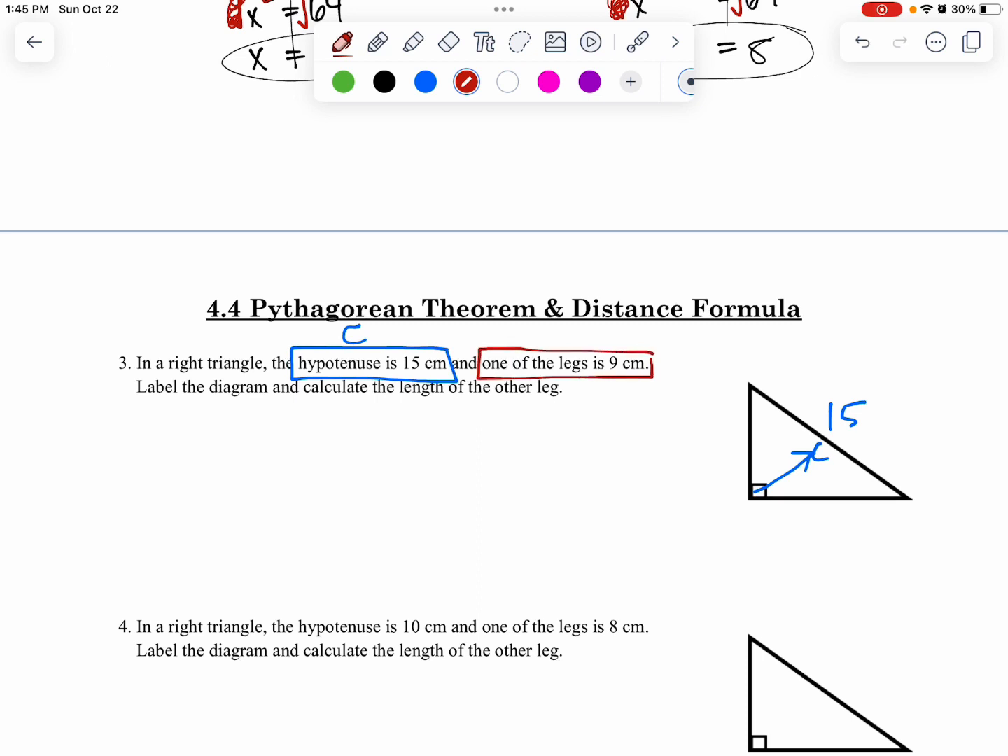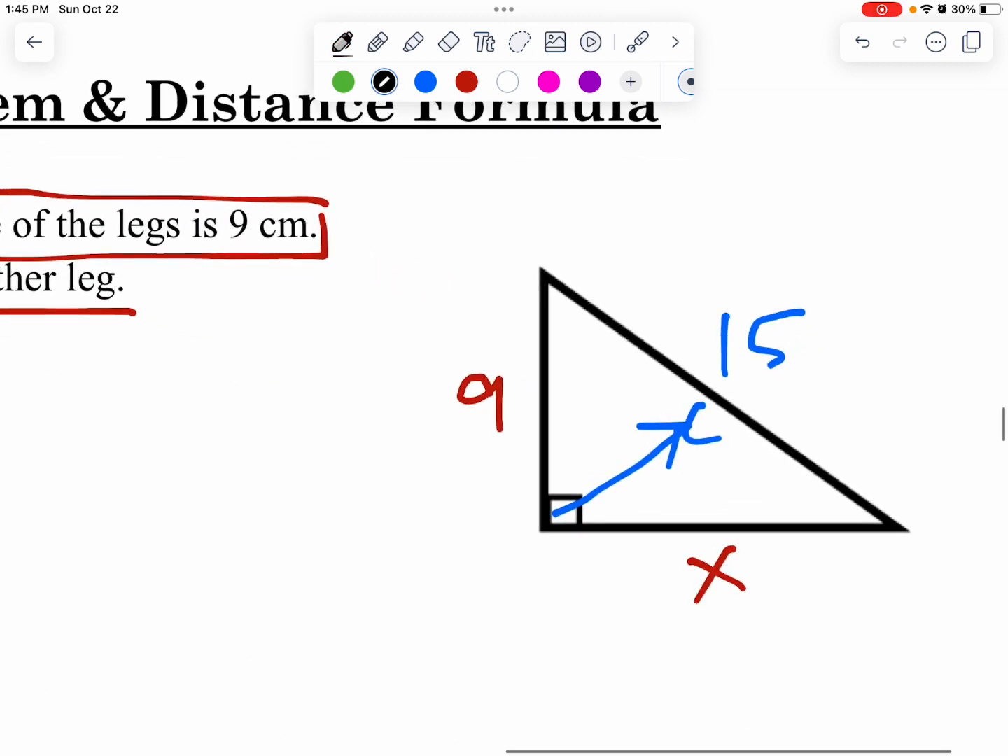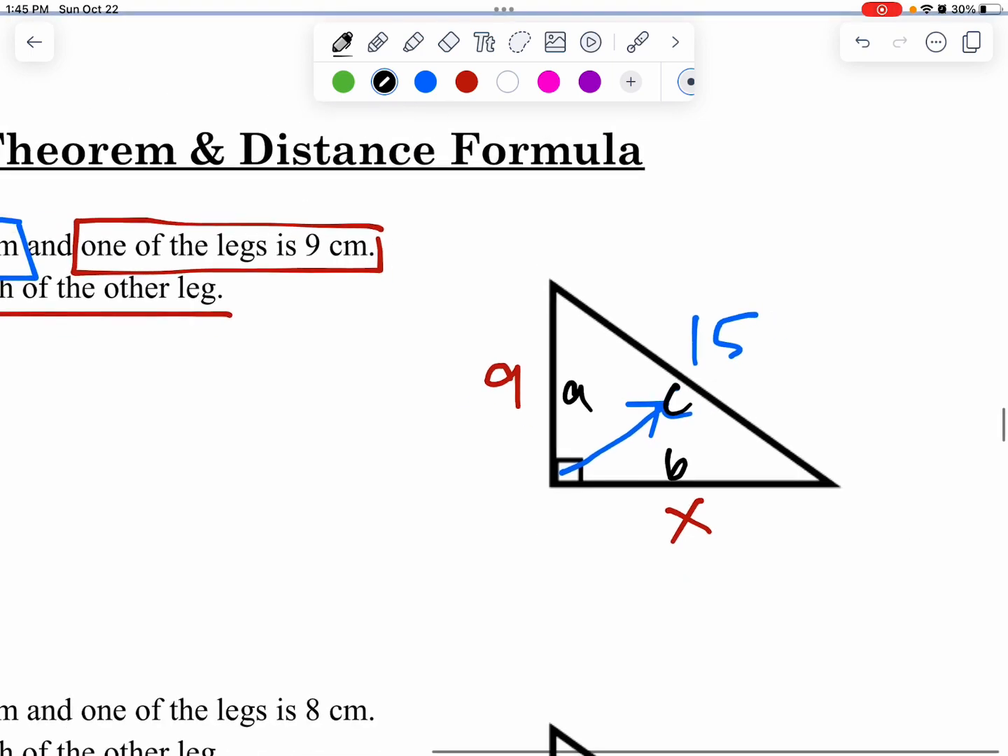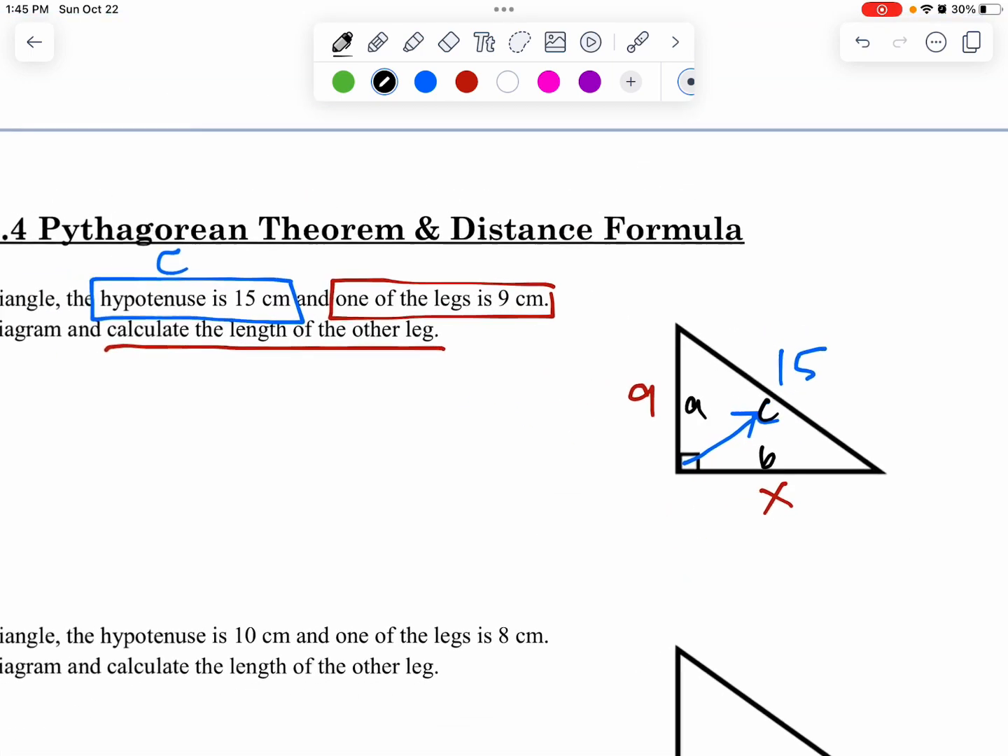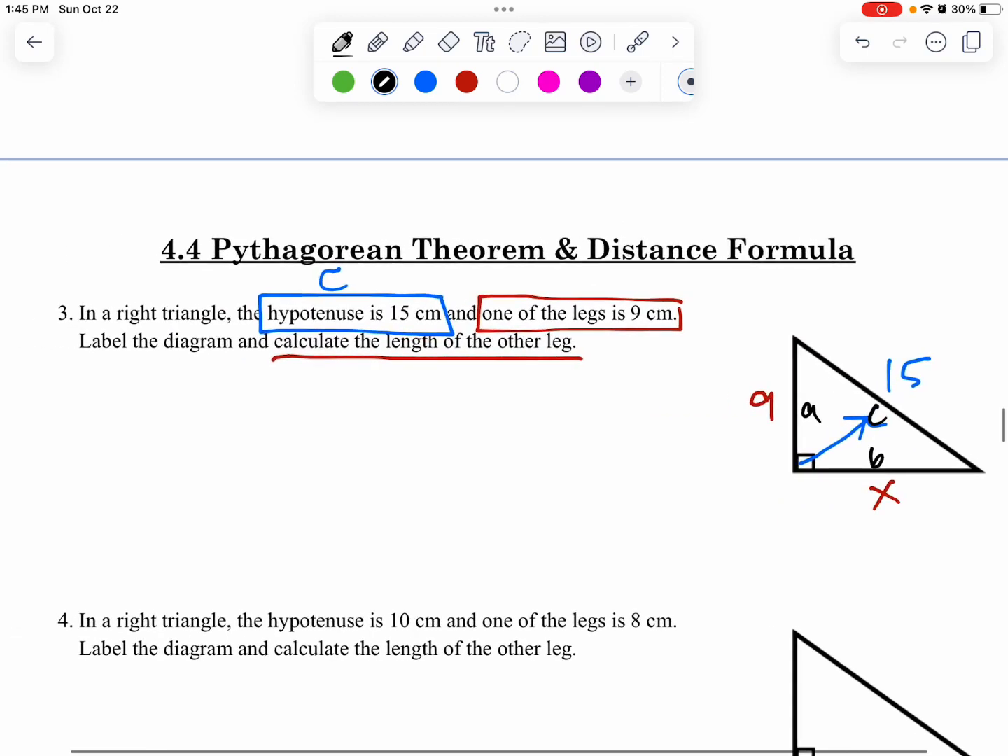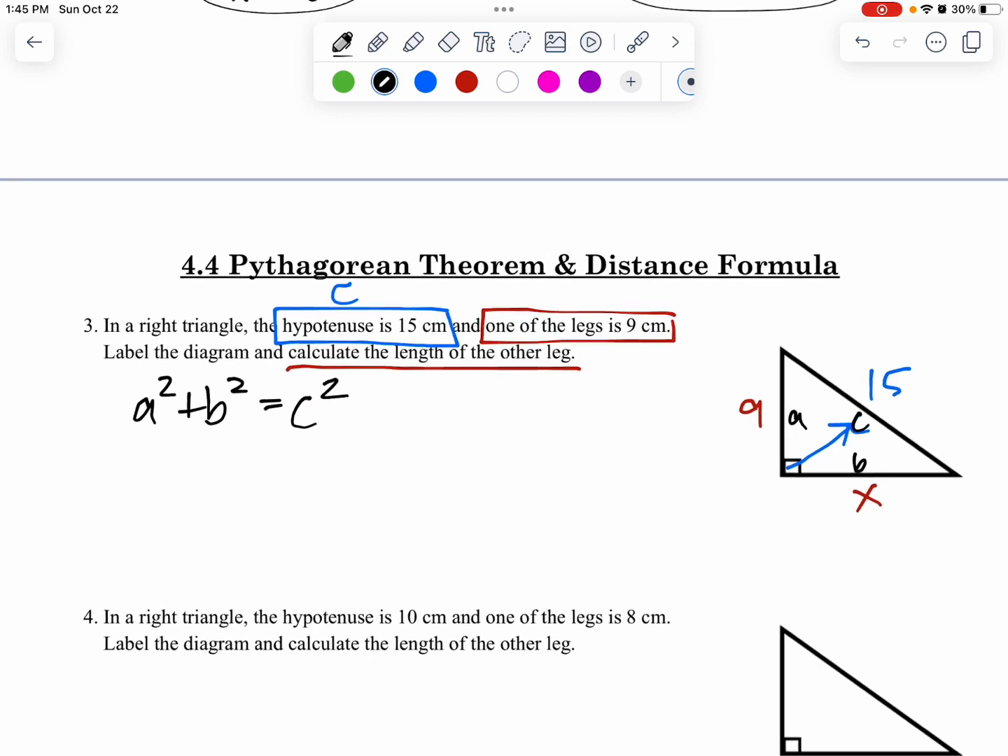That means that I'm going to put a 9 here. And I need to figure out the length of the other leg. So I'm going to put an X there because that's what they're trying to get me to figure out, okay? I'm going to label one of these A and one of these B, and I've already got my C labeled there because the hypotenuse is always the C, the one across from the right angle. So now I'm going to use my A squared plus B squared equals C squared to solve this.